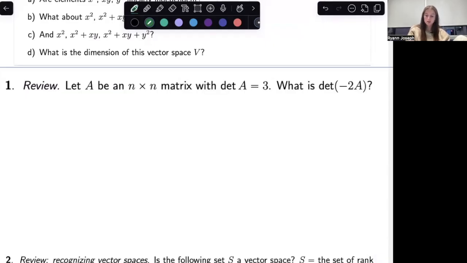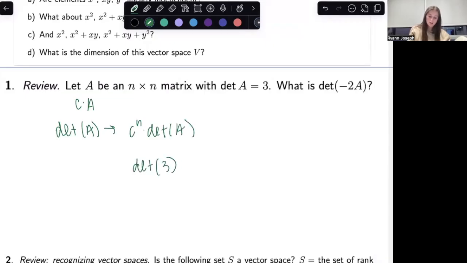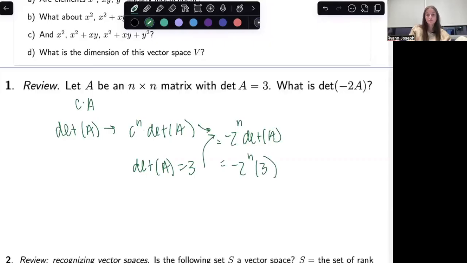Okay. What is the determinant of -2A, n by n? We remember that when we multiply c times A, the determinant of A becomes c to the n times the determinant of A. In this case, the determinant of A is 3, and we're doing -2 times the whole thing. So -2 to the n times the determinant of A. So -2 to the n times 3. That's all we can solve.